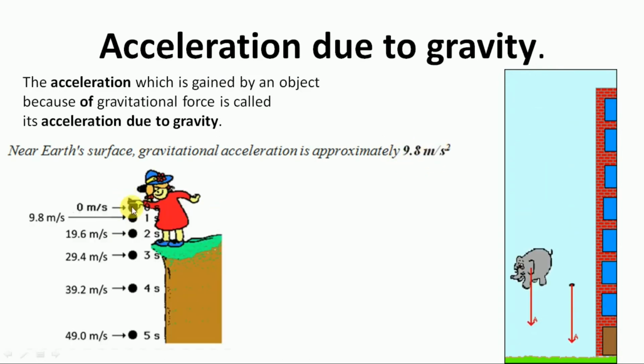Suppose the object is at rest when time is 0 seconds. After you leave this ball, after 1 second the speed will become 9.8 meter per second. After 2 seconds it will again increase by 9.8, so 2 times 9.8. In a similar way the speed keeps on increasing, so that's why it's accelerated motion.